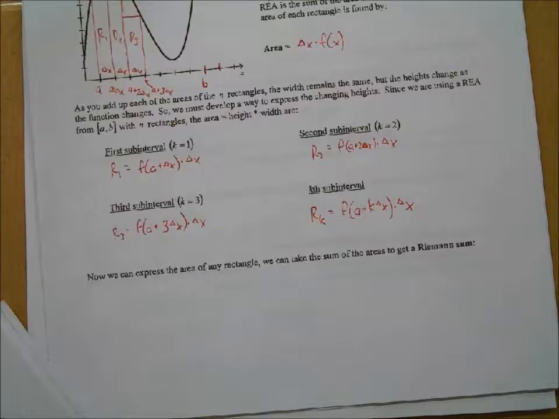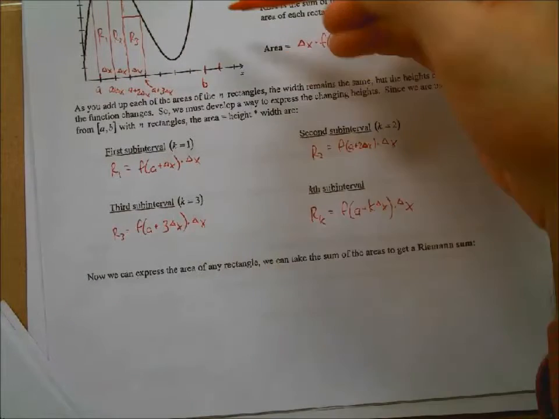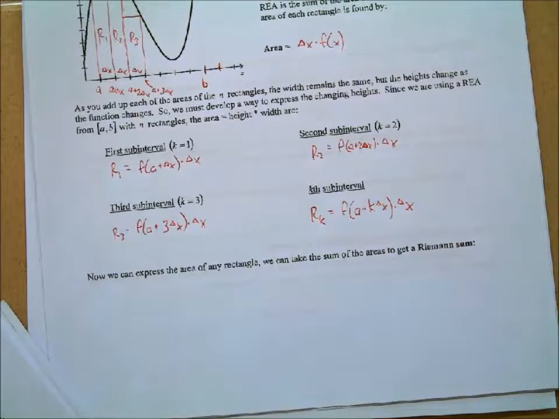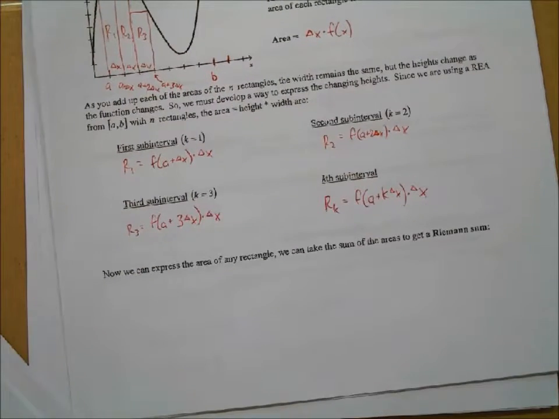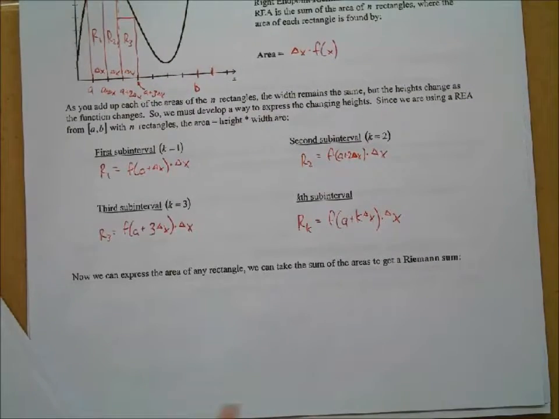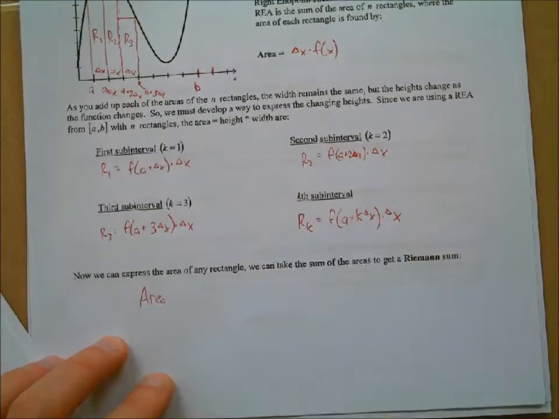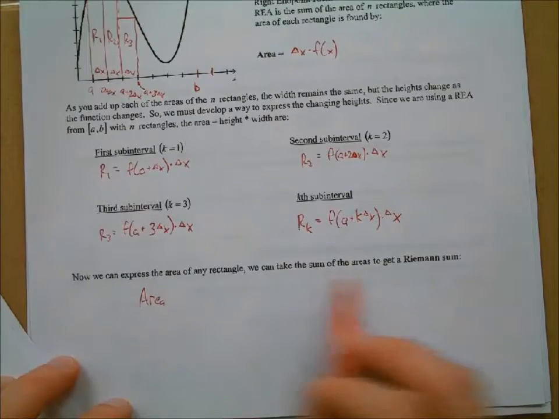Okay. So again, you clearly can see here there's a finite number of rectangles, but we're trying to make it so we can potentially have an infinite number of rectangles here. Okay. So the area, because if we add these up, it'll be a Riemann sum.